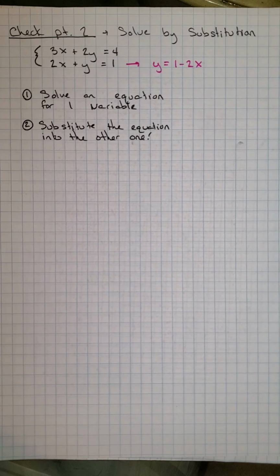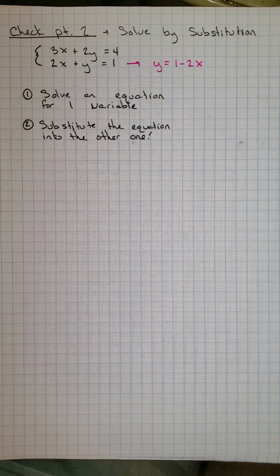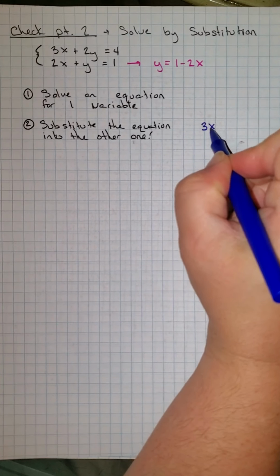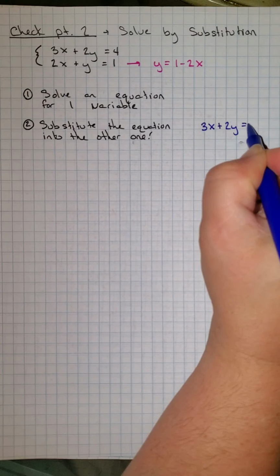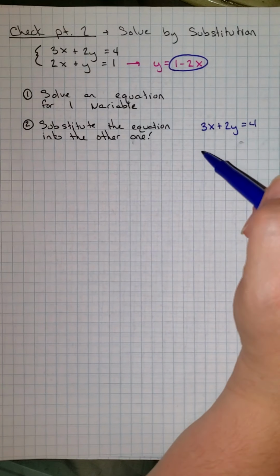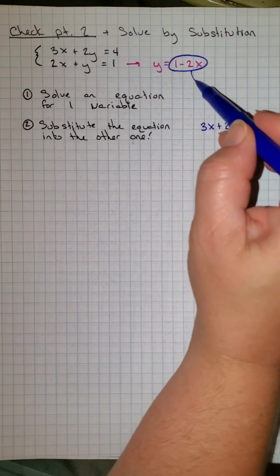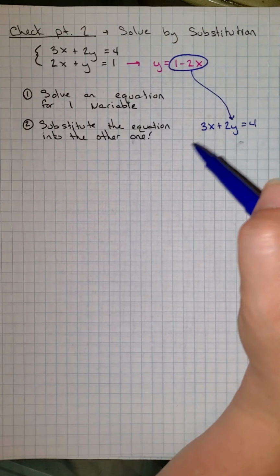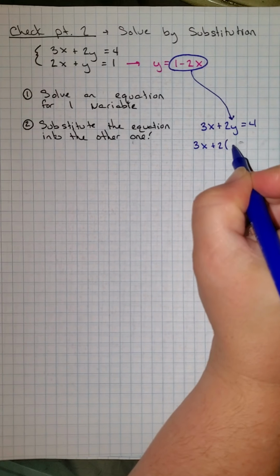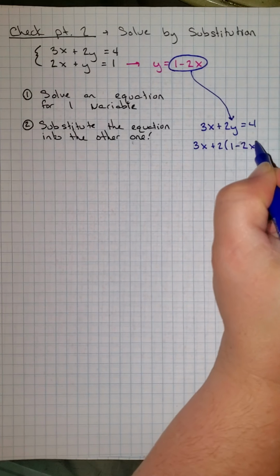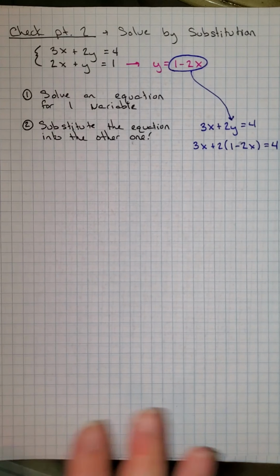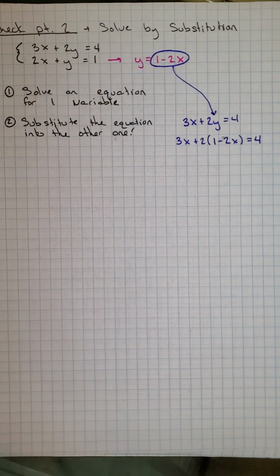Alright, so our other equation, we have 3x plus 2y equals 4. So we know this, we know y is 1 minus 2x. So we're going to substitute that in for y. So 3x plus 2 times 1 minus 2x equals 4. We just eliminated the y's. Now we only have x's.